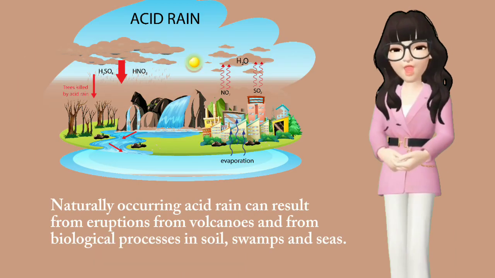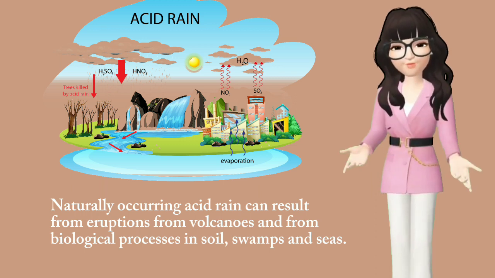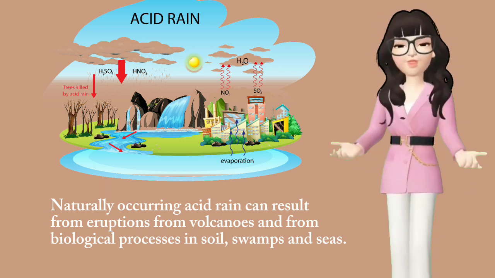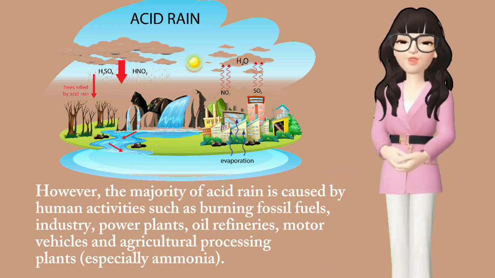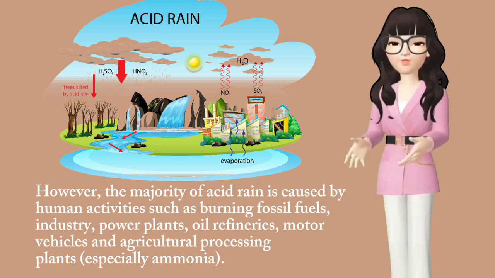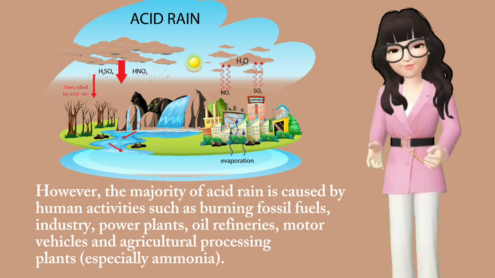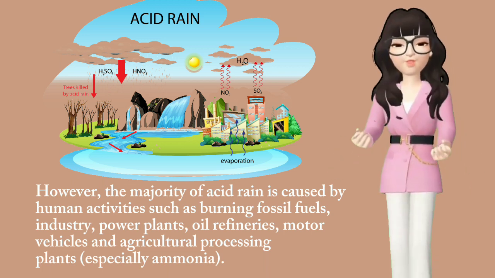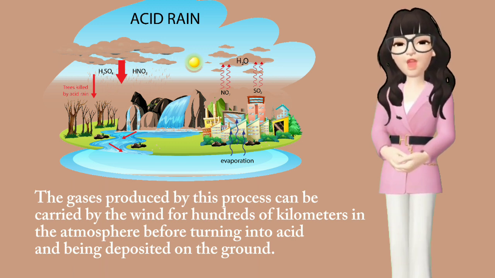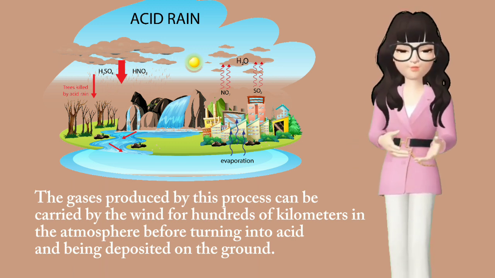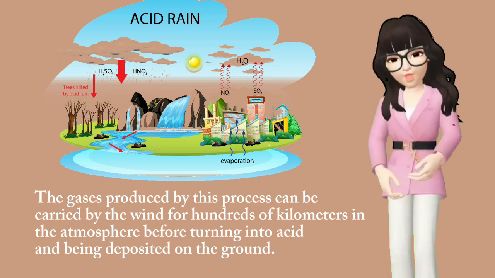Naturally occurring acid rain can result from eruptions from volcanoes and from biological processes in soil, swamps, and seas. However, the majority of acid rain is caused by human activities such as burning fossil fuels, industry, power plants, oil refineries, motor vehicles, and agricultural processing plants, especially ammonia. The gases produced by this process can be carried by wind for hundreds of kilometers in the atmosphere before turning into acid and being deposited on the ground.